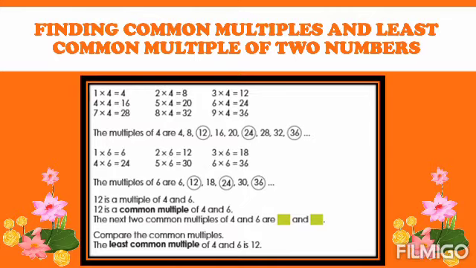Okay, so 12 is a multiple of 4 and 6. 12 is a common multiple of 4 and 6, class. So let us compare now the common multiples. The least common multiple of 4 and 6 is 12.